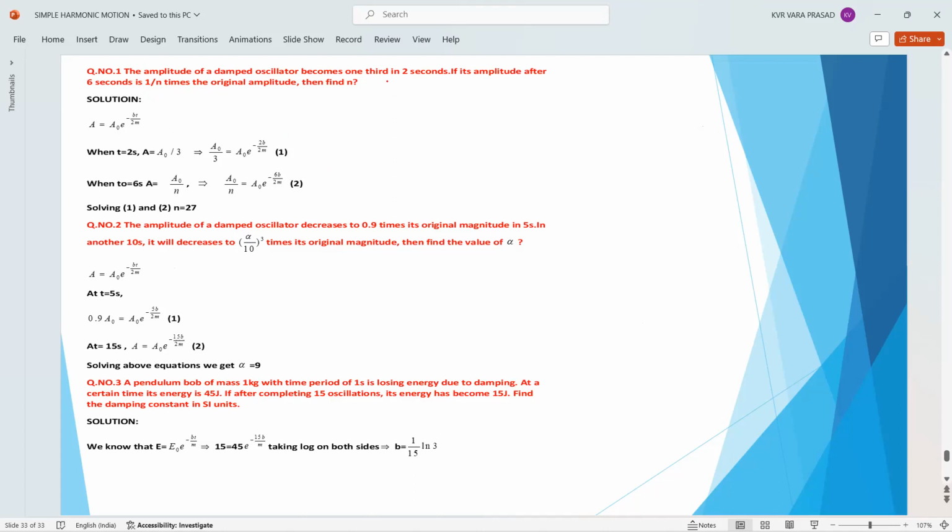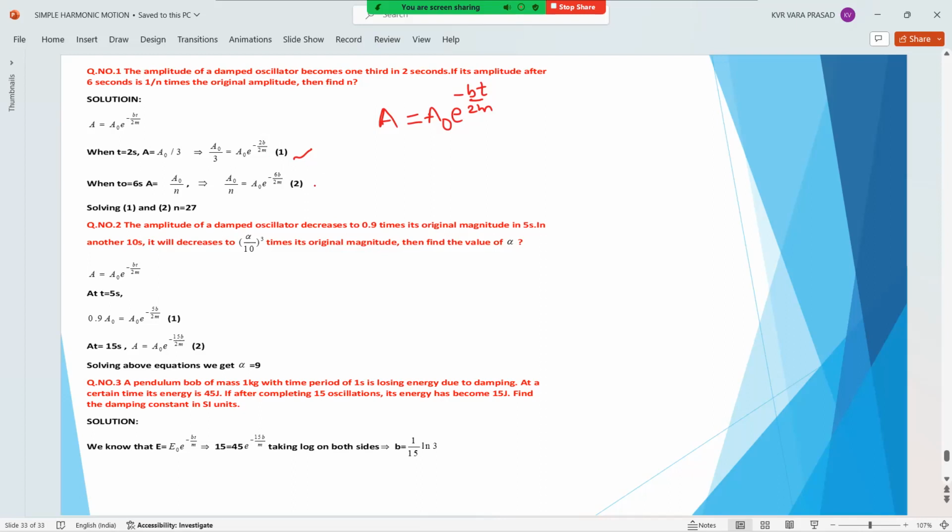Okay. Then see what we have learned here. Amplitude is equal to A naught, this stands for amplitude when time t equal to 0, e power minus bt by 2m. Okay. So when t equal to 2 seconds, A becomes A naught by 3. So equation 1 you can see here. A naught by 3 equal to A naught into e power minus, in the place of t 2 seconds, so minus 2b by 2m.